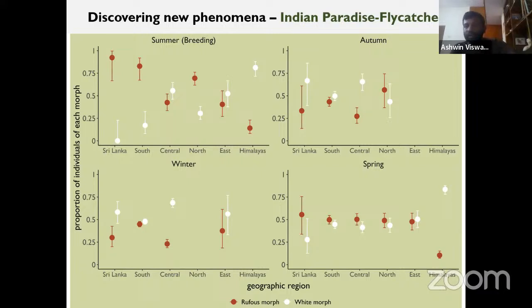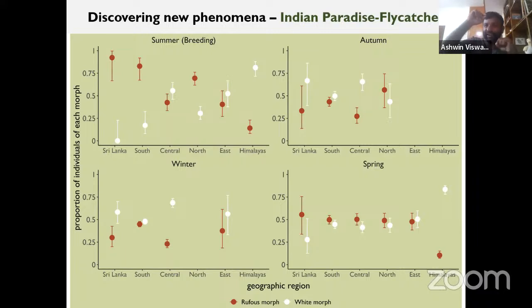white. Now, by going through all of the photos that are uploaded to eBird for the different months, for the different regions, also downloading the data and looking at what comments people have put. People often put comments, white male, rufous male. You can extract all of those comments from the downloaded data, look at which region and which month those comments are associated with, and you can get a proportion. So you can say now that in summer in Sri Lanka, almost 100% of the birds are rufous males. Does that make sense?